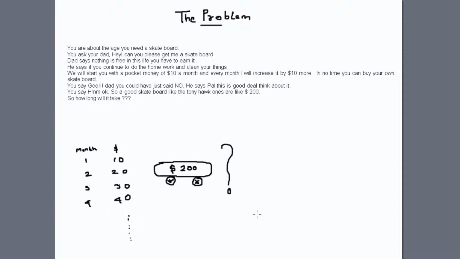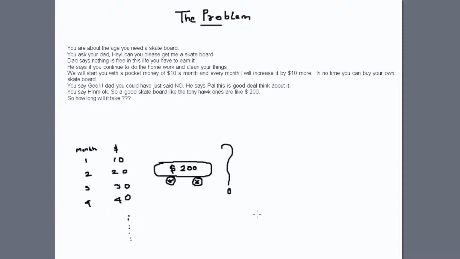And you say, Dad, gee, you could have just said no. But he says, hey pal, this is a good deal, think about it. Then you say, okay, so a good skateboard like Tony Hawk ones would probably cost you about $200. So how long will it take? Now this is a good problem.